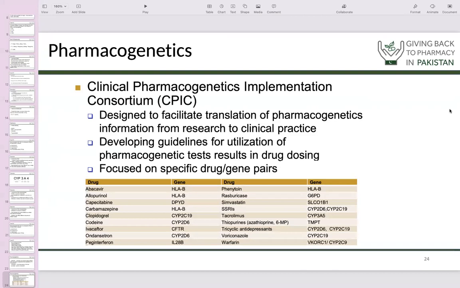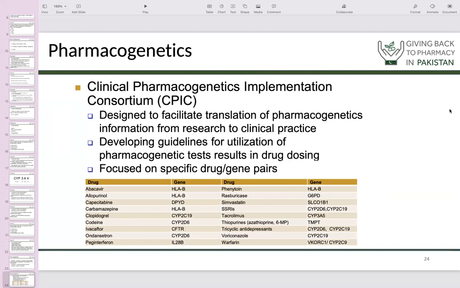So there is the Clinical Pharmacogenetics Implementation Consortium. This is designed to facilitate the translation of pharmacogenetics information from research to clinical practice. So with this approach, that one size does not fit all, this consortium takes the pharmacogenetics information that we have researched into clinical practice, showing how we can utilize this information to dose our patients. And they develop guidelines for the utilization of pharmacogenetic testing results in drug dosing, focused on a specific drug and gene pair.